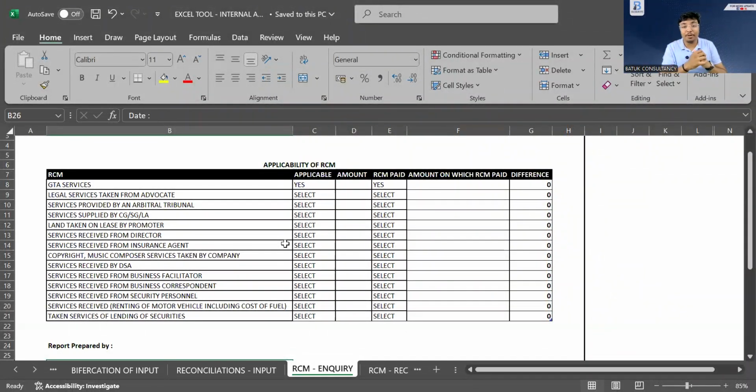This is also a very important thing, because many times at the time of scrutiny, assessment, or audit, the departmental authority is going to ask that this expenditure has been booked.